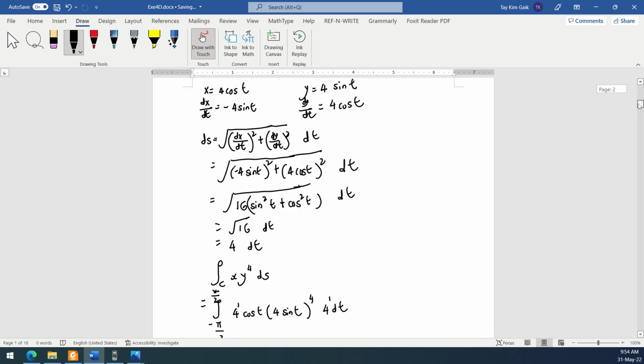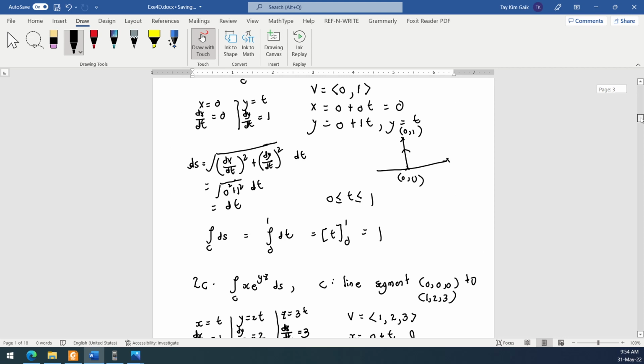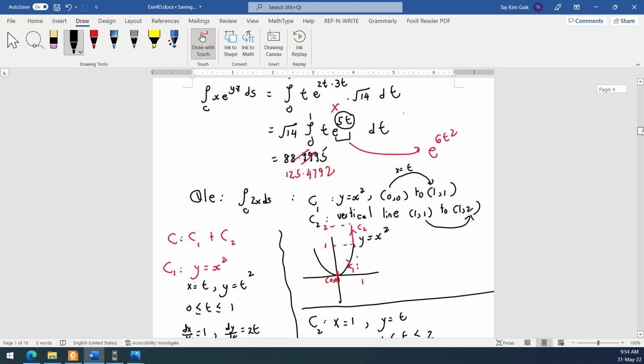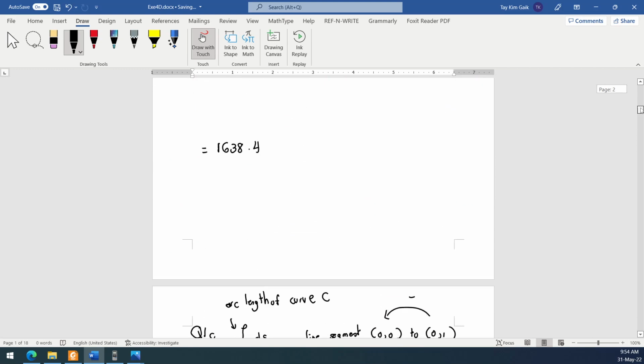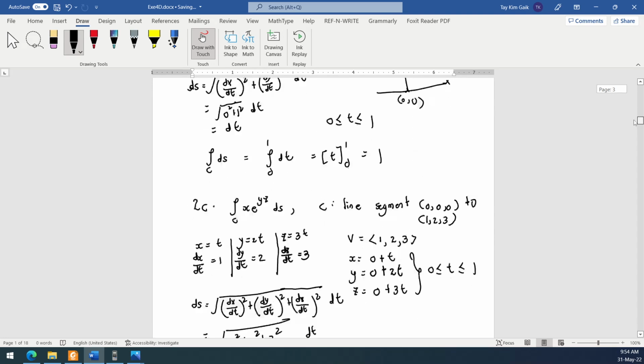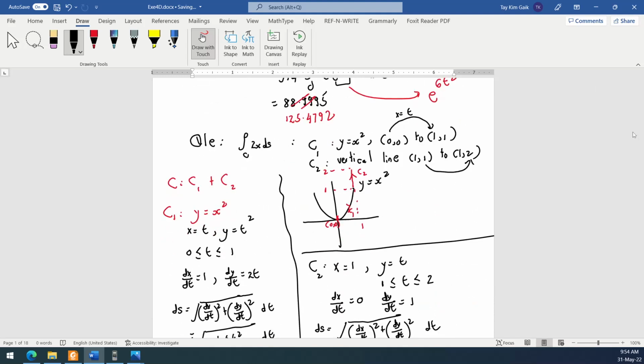If this is not a circle and not a straight line, then you have to look at the equation. Like question 1E here, the curve y equals x squared. Let the variable on the right-hand side be t, then y equals t squared. You see x moves from 0 to 1, then t also moves from 0 to 1.